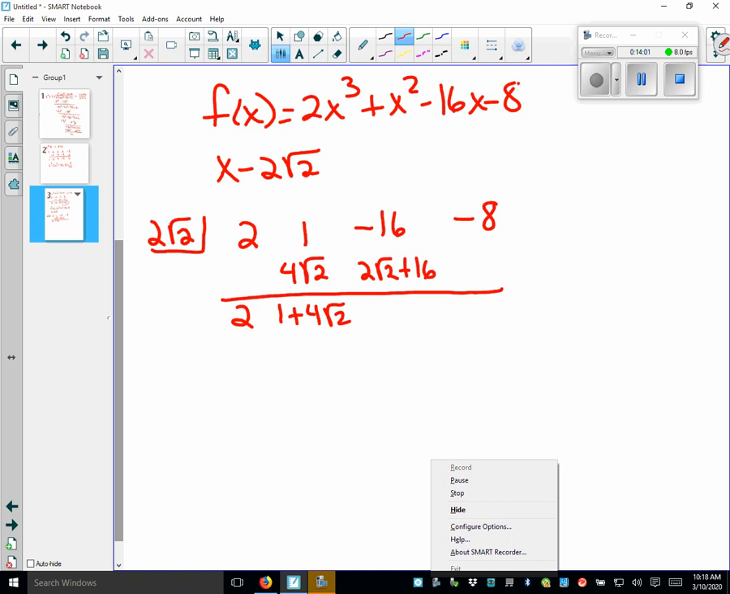Yes, because when I multiply 2 radical 2 times 4 radical 2, I multiply the numbers and I multiply the radicals. That gives me 8 times 2, 16. So it doesn't work. What's my answer? How are we doing so far? Pretty good.